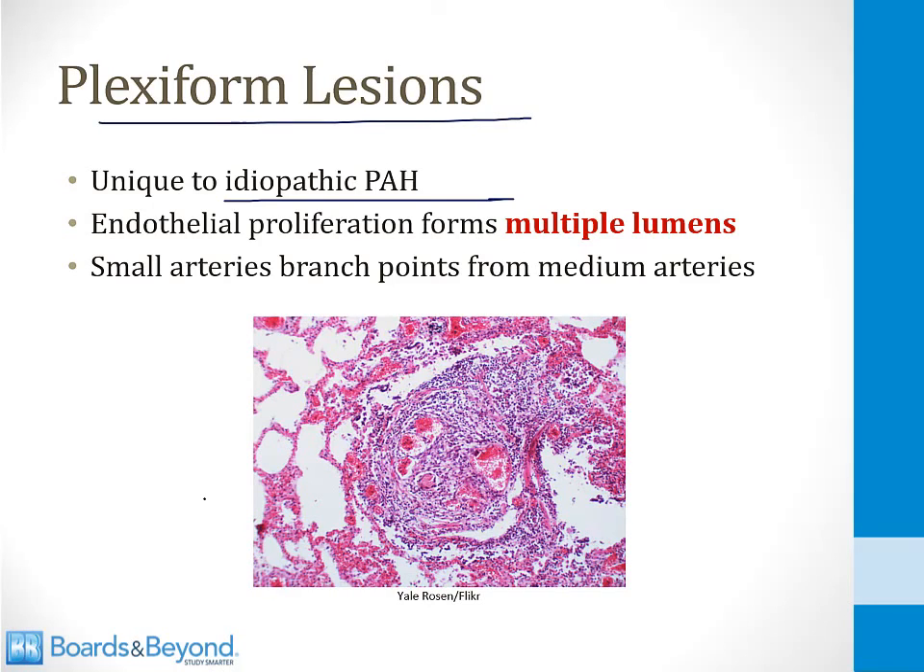This is a plexiform lesion shown on the slide here, and what you see is a blood vessel which has multiple lumens. All these red areas are different lumens of the blood vessel. And the reason this happens is because there's endothelial proliferation formed from the high pressure in the lungs, and as the endothelial cells proliferate, they start to create multiple lumens within a blood vessel. And this usually happens in small artery branch points where the medium arteries are branching down to smaller arteries. A classic finding in biopsy of a lung or examination of a lung postmortem in a patient with idiopathic PAH.